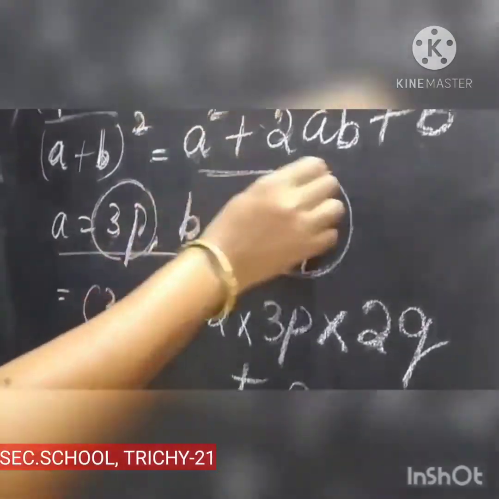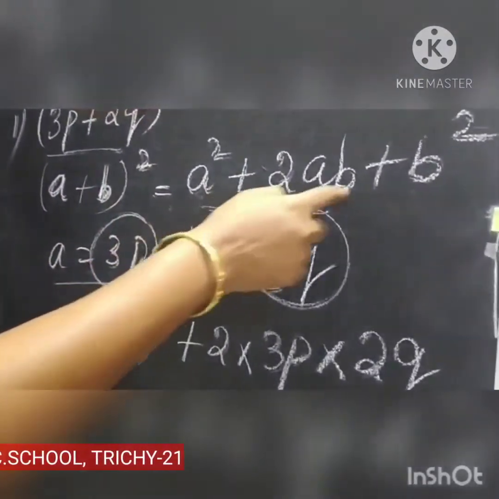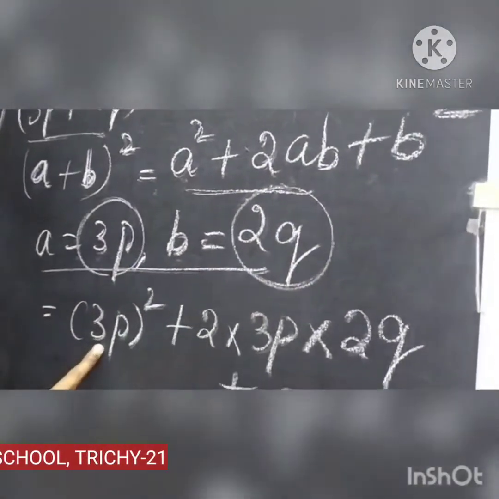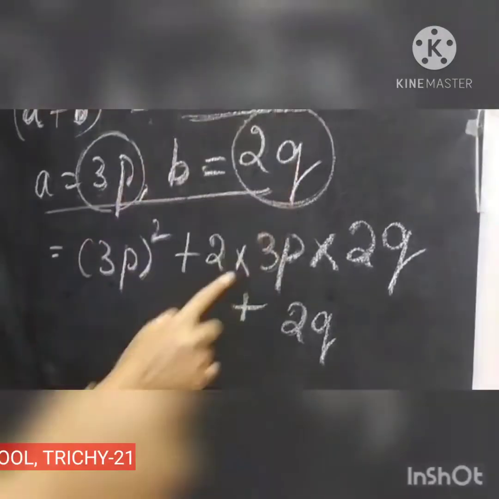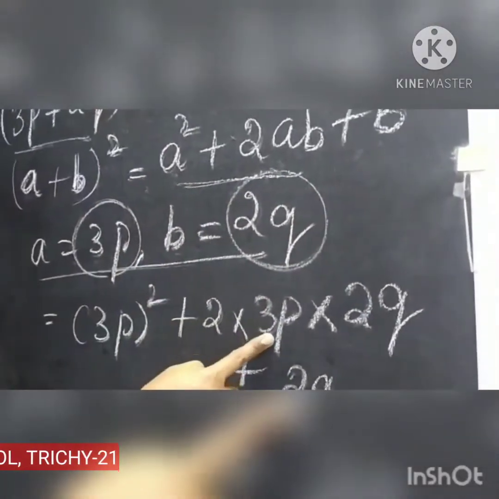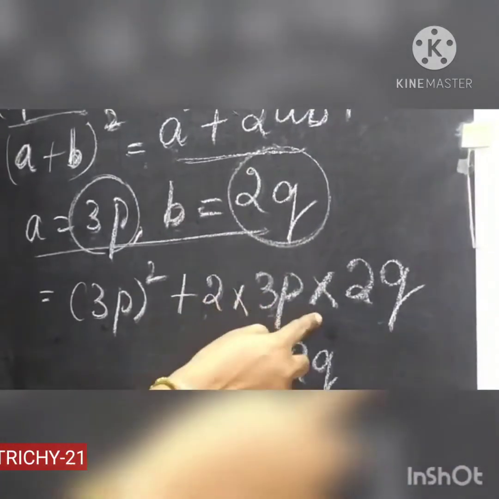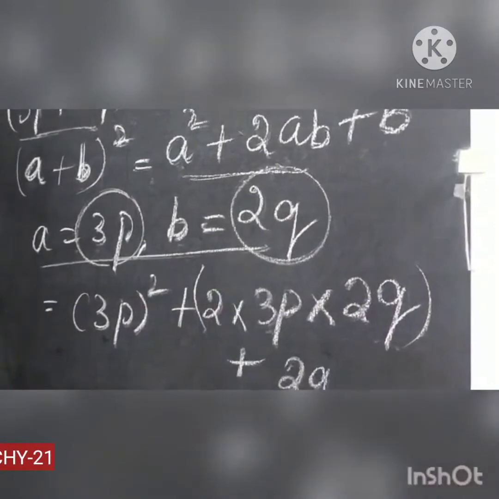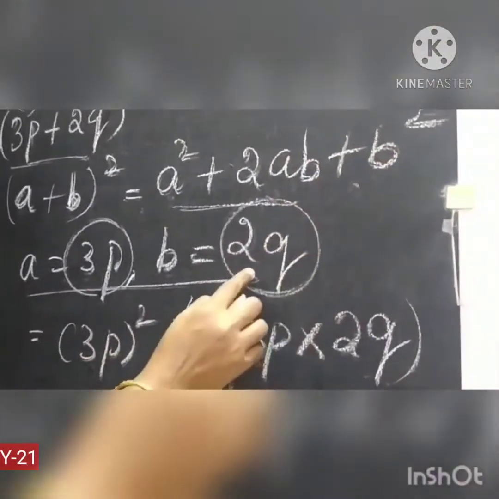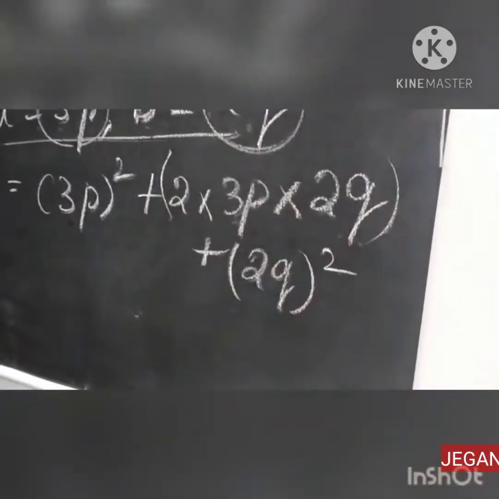See here the right hand side, (a plus b) the whole squared, the answer is a squared plus 2ab plus b squared. So instead of a squared, (3p) the whole squared, plus 2ab, 2 into a value 3p, b value 2q. So 2 into 3p into 2q. Then this is the second term fully. Then plus b squared, so (2q) the whole square.